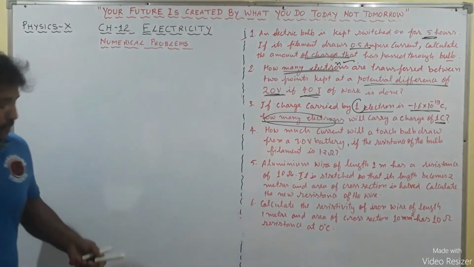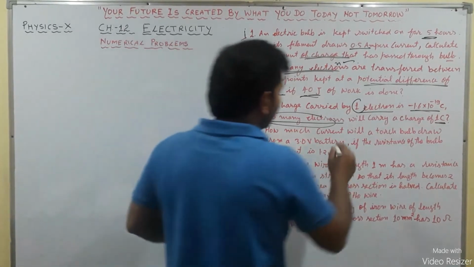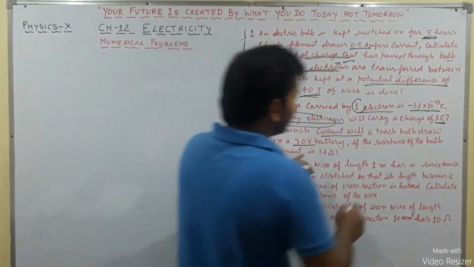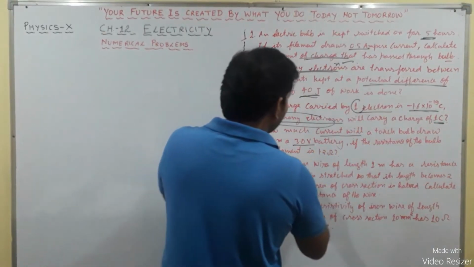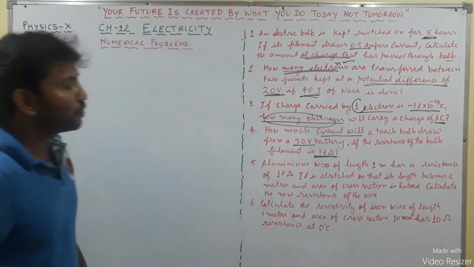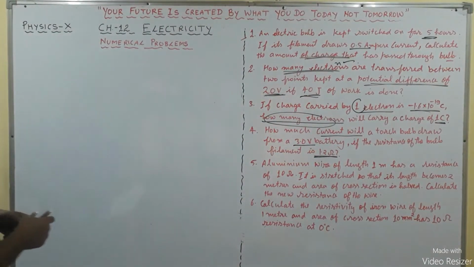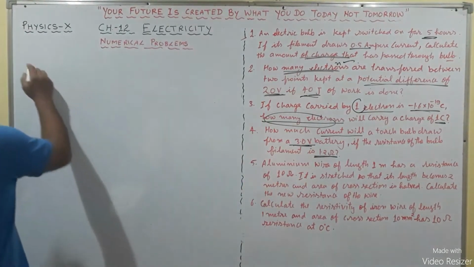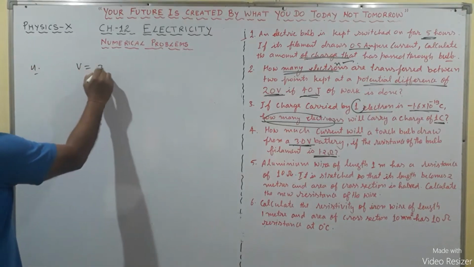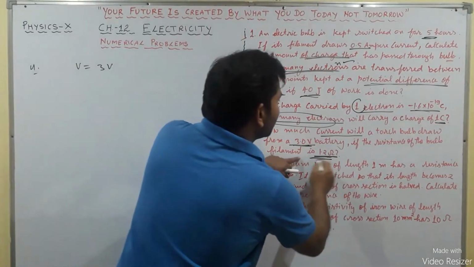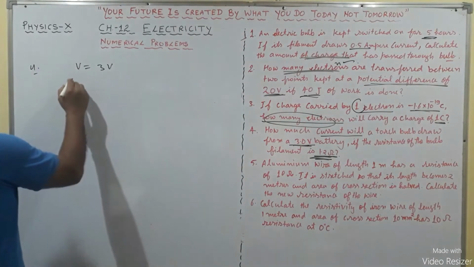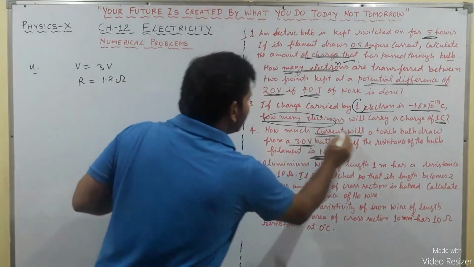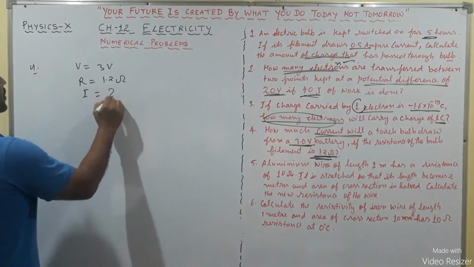What is given in problem number 4? How much current will a torch draw from a 3.0 volt battery if the resistance of the bulb filament is 1.2 ohm? So here, what is given? Let us write. Potential difference is given, that is V is 3 volt, and resistance is also given, R, that is 1.2 ohm, and we need to find the electric current, that is I.